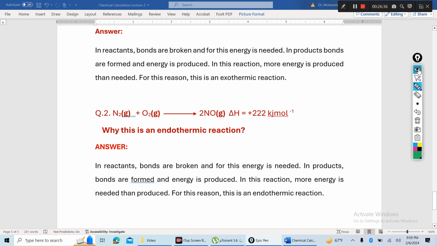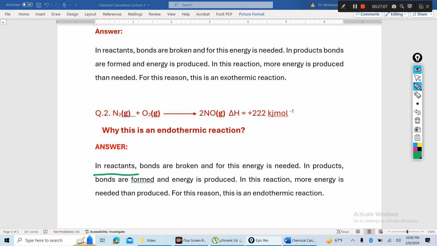Now see the second one. When nitrogen reacts with oxygen, it gives nitrogen monoxide, and this delta H value is positive, that means this is an endothermic reaction. So now the question is asking why this is an endothermic process, or an endothermic reaction. Why?